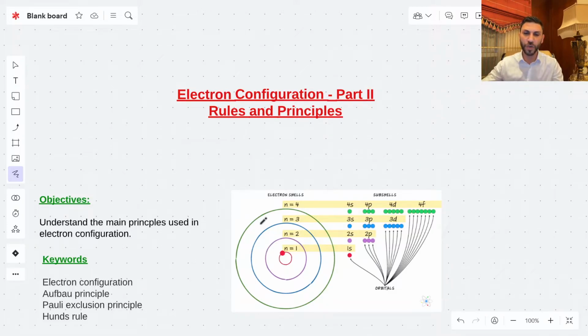In the previous video, we studied the principal energy levels and their sublevels. We studied that when n equals 1, we have only one sublevel, which is S. When n equals 2, we have two sublevels. When n equals 3, we have three sublevels. And when n equals 4, we have four sublevels. I recommend that before you continue this video, you watch the previous video if you haven't watched it yet.